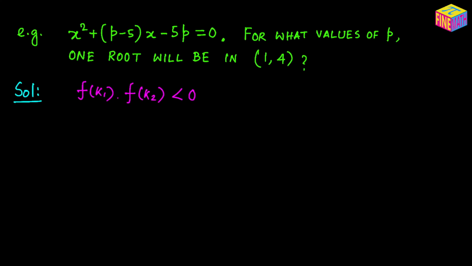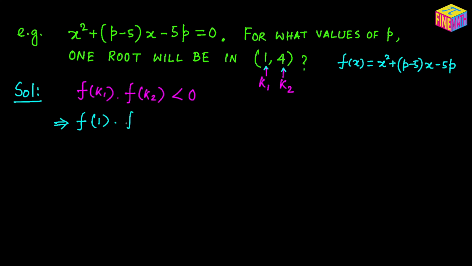Now in this case, what is k sub 1? Well, k sub 1 is actually right here. This is actually k sub 1, which is positive 1, and then positive 4 is actually k sub 2. And what is our function here? Well, we can make a quick note that our function would be f of x equal to x squared plus (p minus 5) times x minus 5 times p. So then f of k sub 1 will be actually f of 1. So from here we can say the product will be f of 1, because k sub 1 is actually 1, as I have indicated right there, and f of k sub 2 would be actually f of 4, and this product has to be negative.